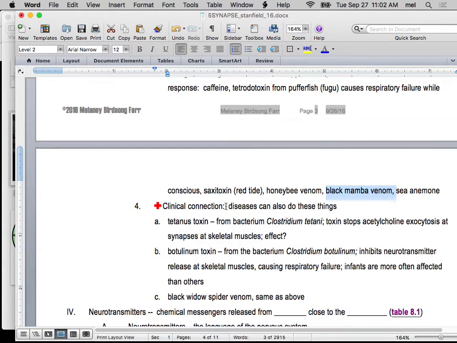Go ahead. Why is it that some of them are local and some aren't? Is it just that they're broken down before they get in the bloodstream? Usually it's how much they're released and whether you actually take them.